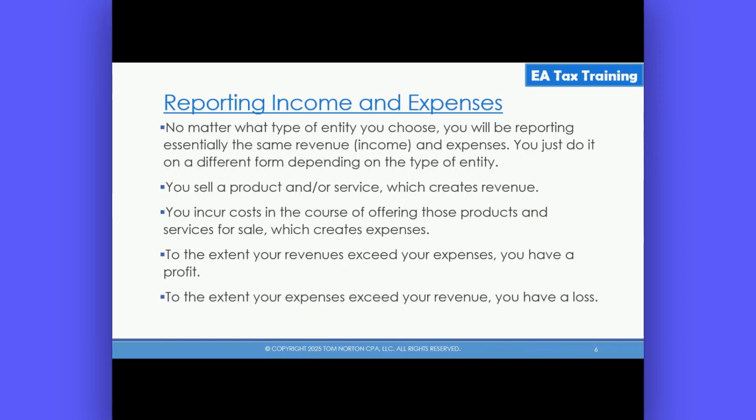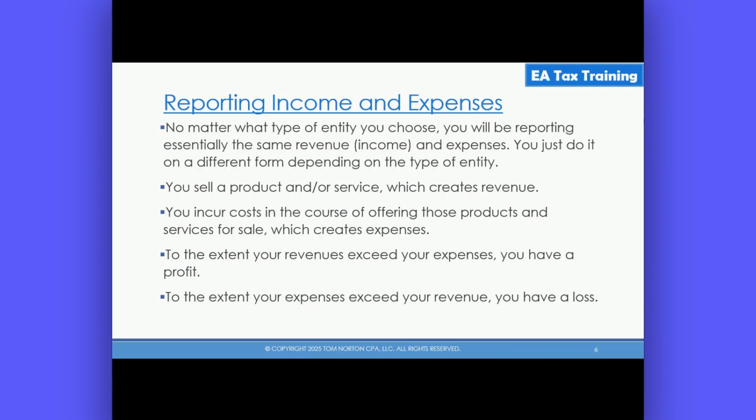When we are doing accounting, what we are doing is simply recording the revenue and the expenses and the assets and the liabilities and the equities for the business. And it doesn't matter what type of entity you choose, if you're a sole proprietorship or a corporation, a partnership, does not matter. You're going to be reporting essentially the same things. And especially when we talk about revenue and expenses, you're going to have basically the same types of revenue, the same types of expenses, regardless of which entity you have. You're just going to put it on a different form.